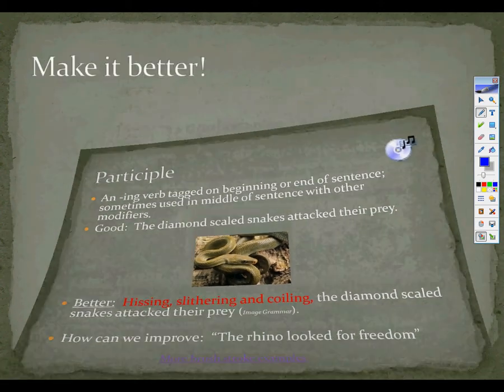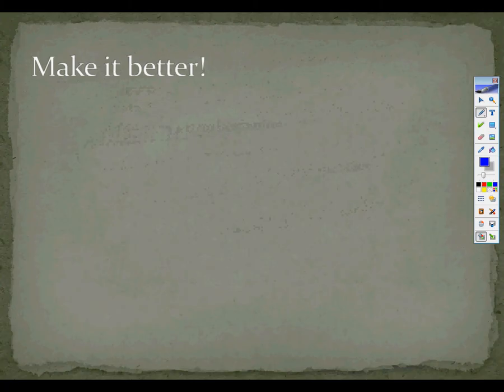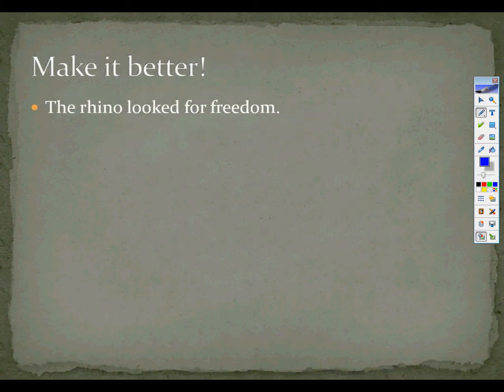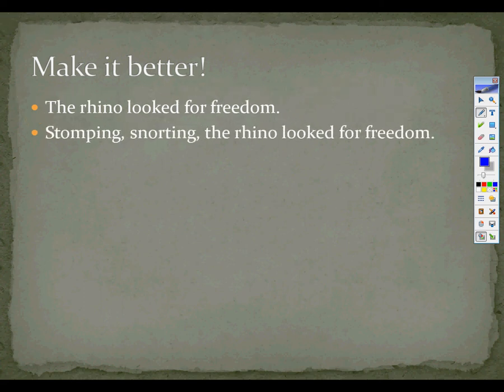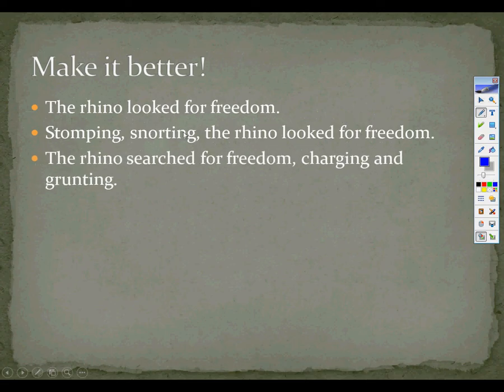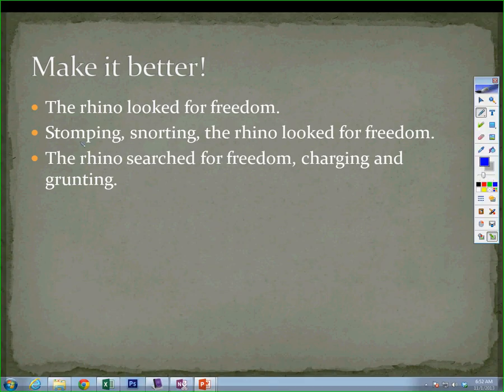Okay, so let's look at the next answer. How are we going to make it better? Well, the rhino looked for freedom. Again, okay, but let's make it better. Stomping, snorting, the rhino looked for freedom. Can you identify the participles there? The answer is stomping, snorting, and those are your participles. You'll notice that stomping, snorting are definitely modifying rhino.